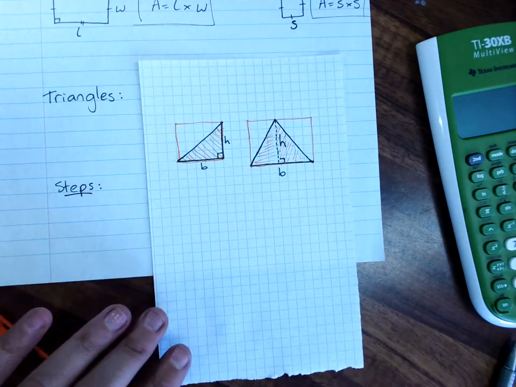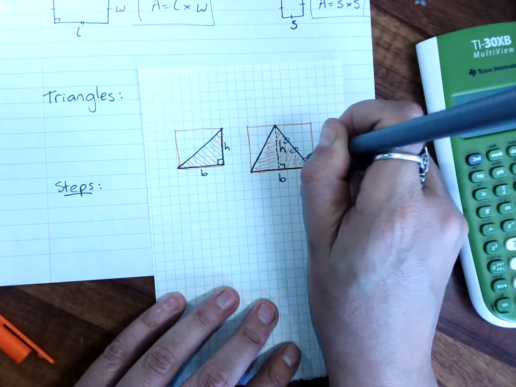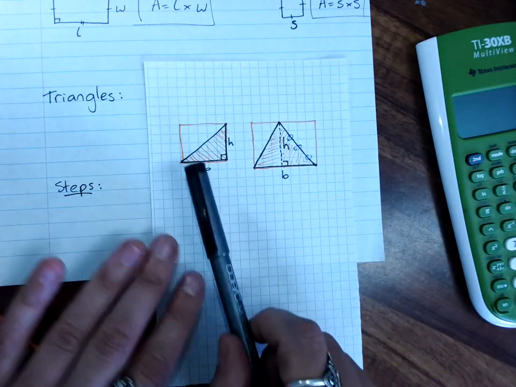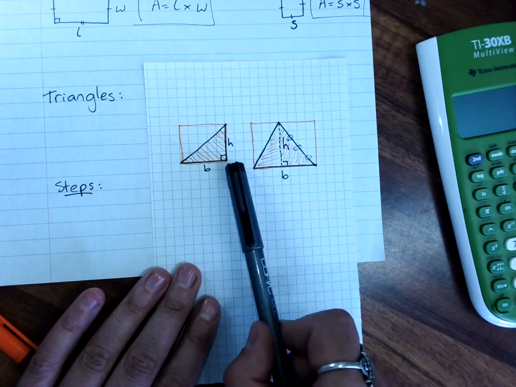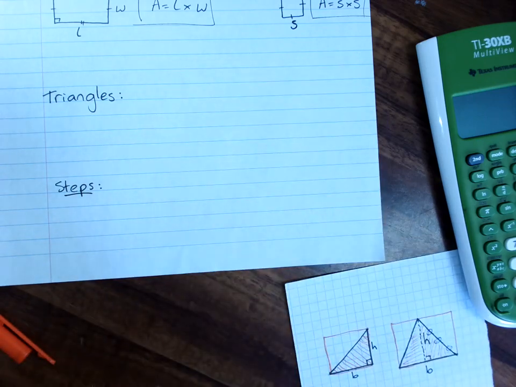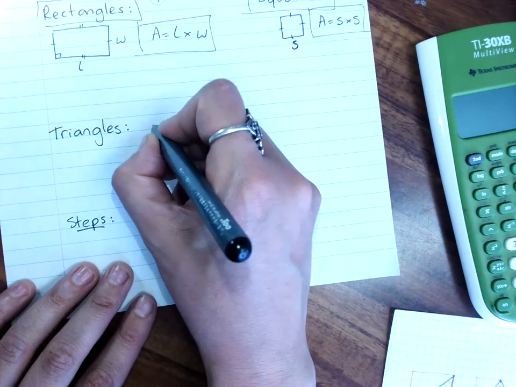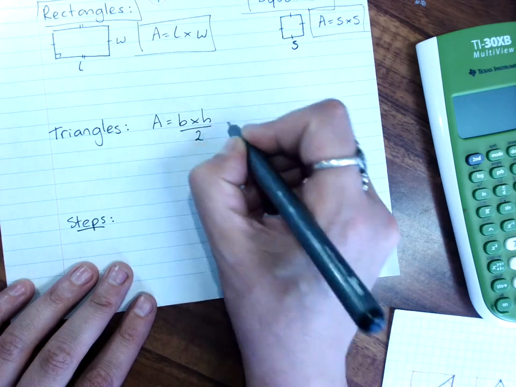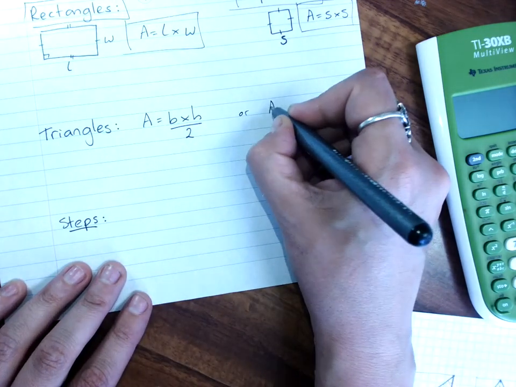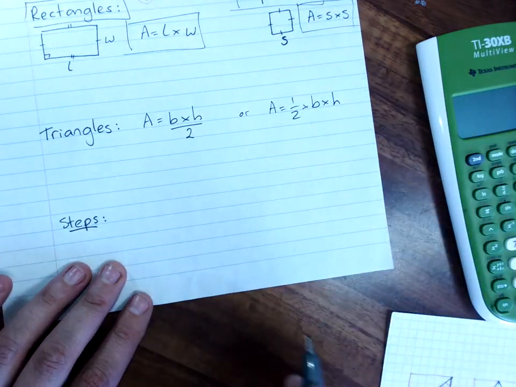So to find the area of a triangle, instead of trying to count all these little bitty part squares, I don't want to do that, we just say, well, let's find the area of a rectangle of that base and height and take half of it. So our triangles, the area is the base times the height divided by 2. Or you can write that as area is half times base times height.